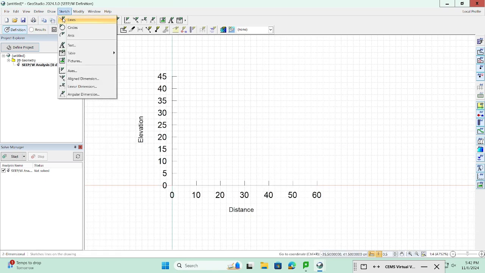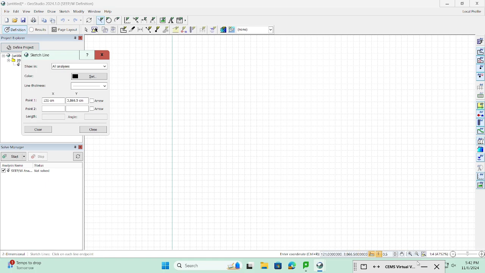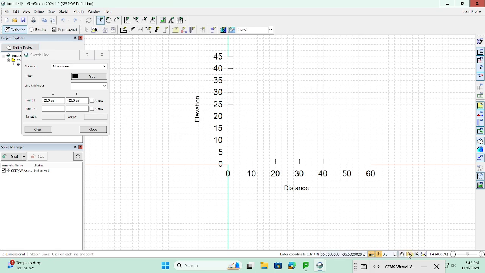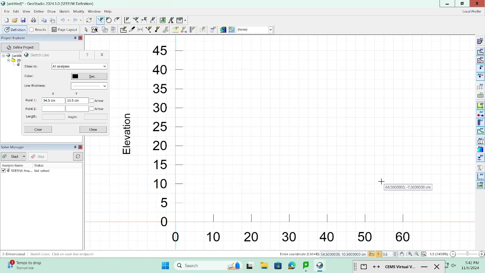It is very important to mention that sketching the problem is not required. It just helps you to visualize the problem, to see exactly what the model looks like. But it's not required. You can just directly draw the regions. But I'm going to sketch.